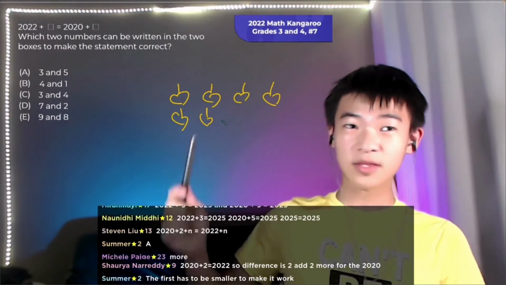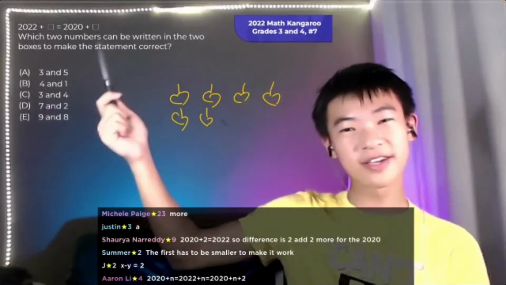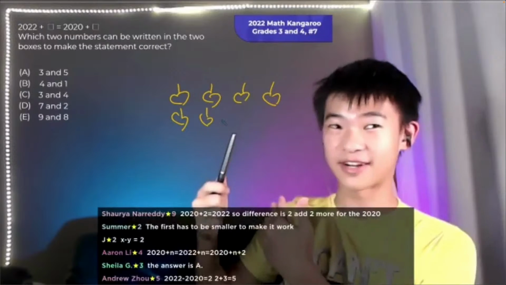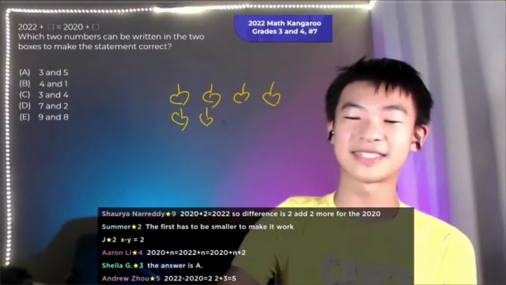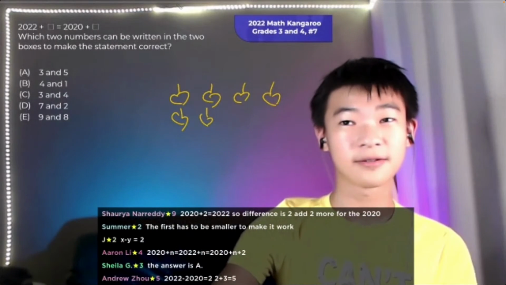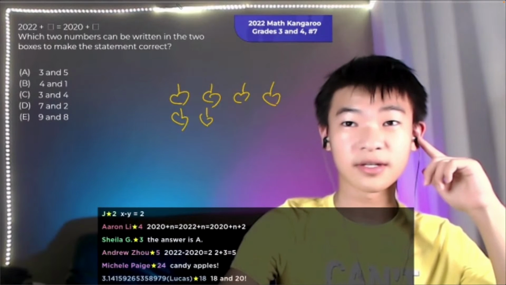So if this one has 2 more, but they're equal, we're going to have to make up that difference using the 2 numbers in these boxes, right? So 18 and 20 factorial.